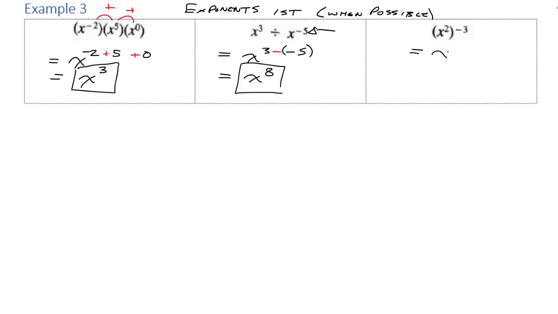Same with this guy. All right, so it's 2 and negative 3. What can I do with these? Let's multiply. So it's just 2 times negative 3. So we get x to the negative 6.